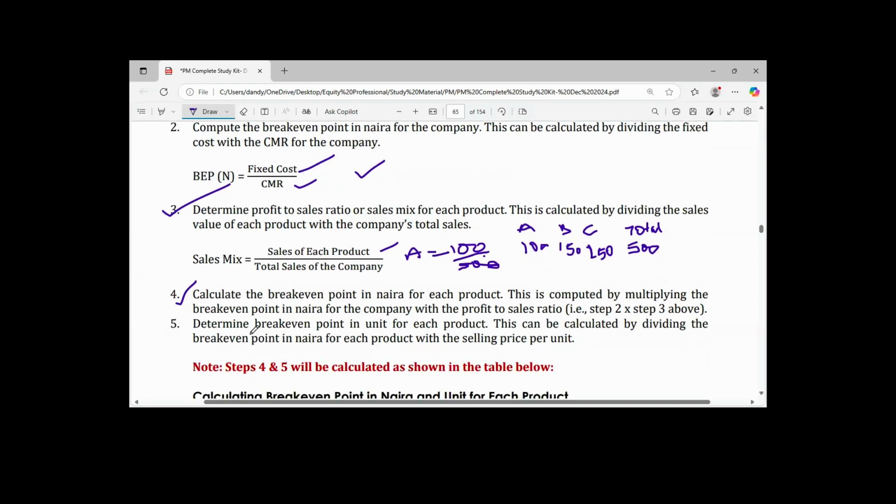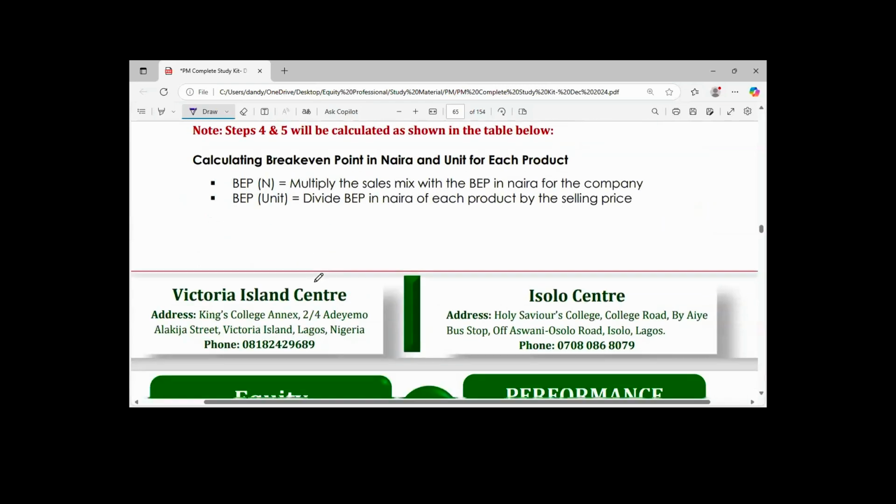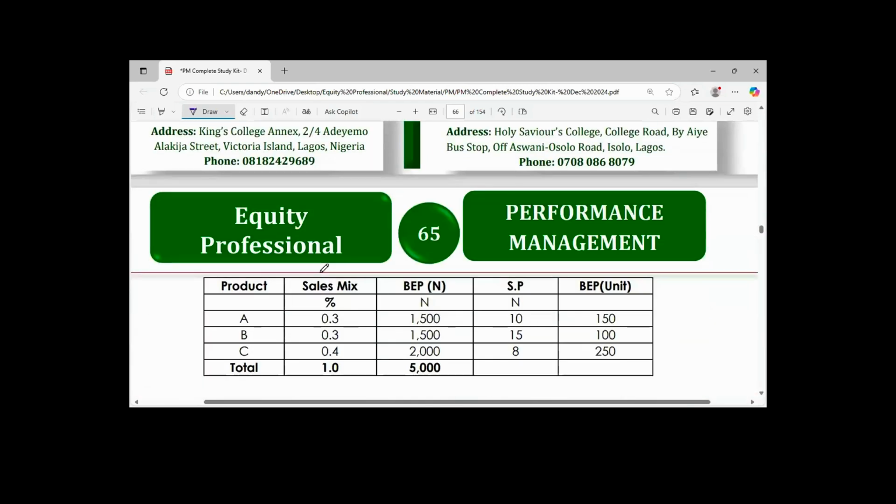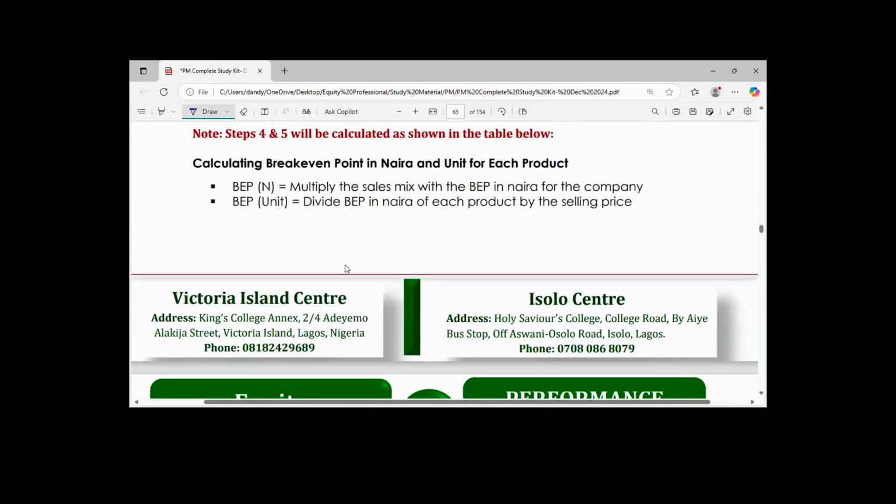Then step 5, you determine break-even point in units. To get the break-even point in units, you divide the break-even point in Naira for each product by the selling price of each product. So that will give you the break-even point in units. Of course, you can marry step 1, step 4 and 5 in a table. You can match everything together in a table.